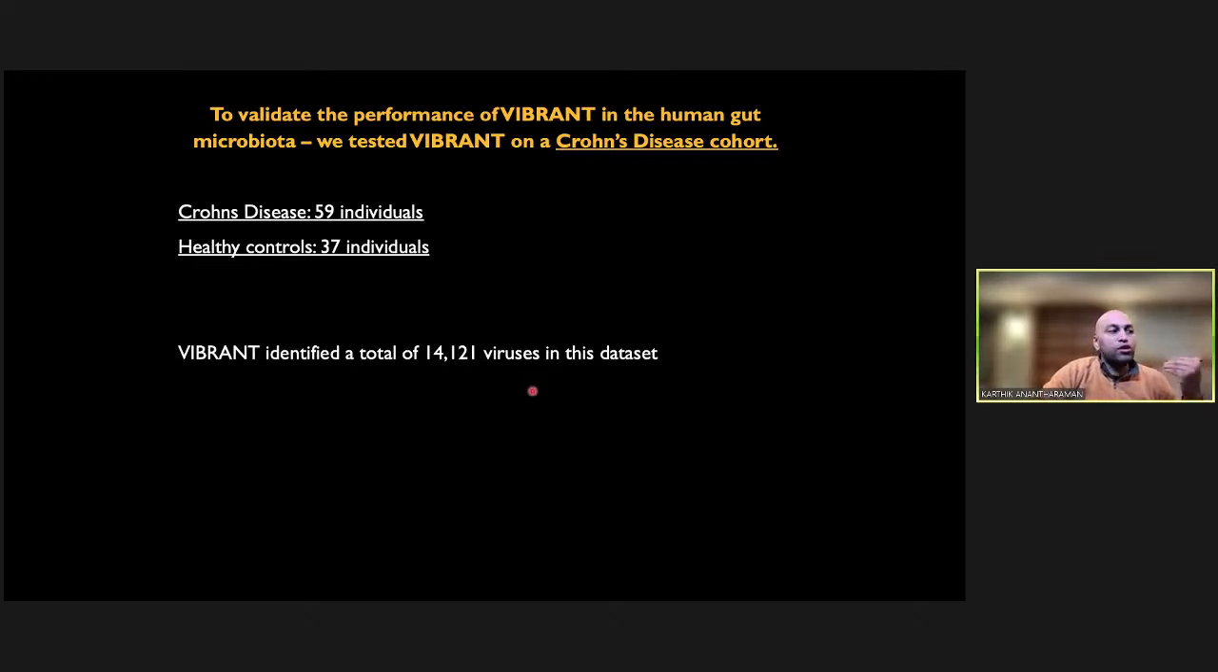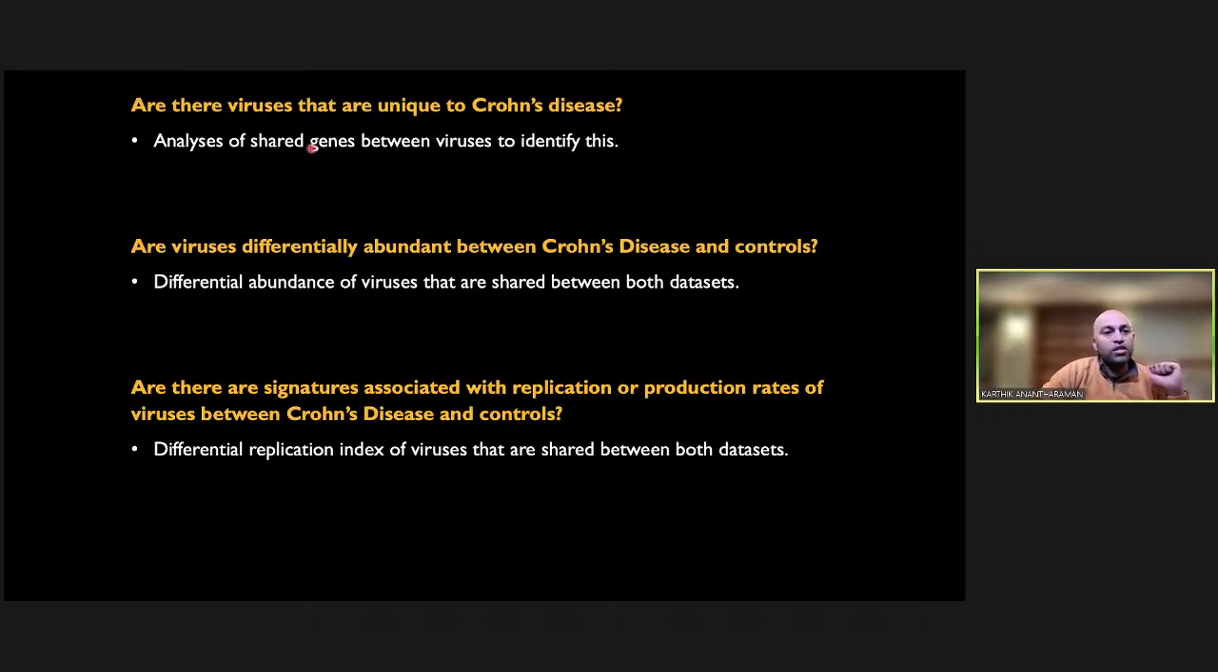Now we wanted to ask different sorts of questions associated with this. The first question we asked was, are there viruses that are unique to Crohn's disease? That is, viruses that would be present in Crohn's disease, but not in any of the healthy controls. So we conducted a lot of analyses of shared viral genomes as well as shared genes between the viruses to identify this. Next, we asked if viruses are differentially abundant between Crohn's disease and controls. And here we conducted differential abundance analyses of viruses that are shared between both data sets.